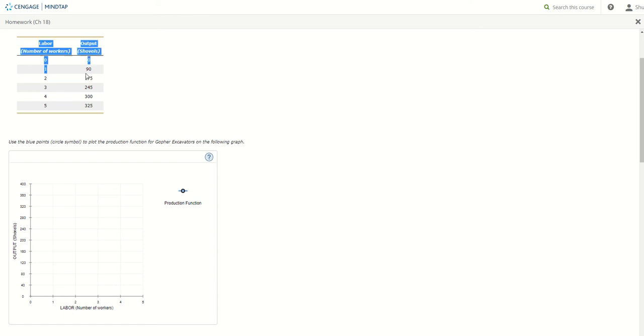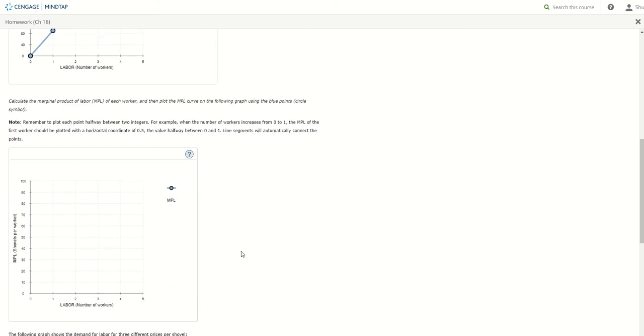Now we have a table here, so all we've got to do is put the table onto the graph right here. Okay, so the first one will be 0 and 0, second will be 1 and 90, and next one will be 2 at 175, and then we have 3 at 245, 4 at 300, and 5 at 325. All right, so that's our production function.